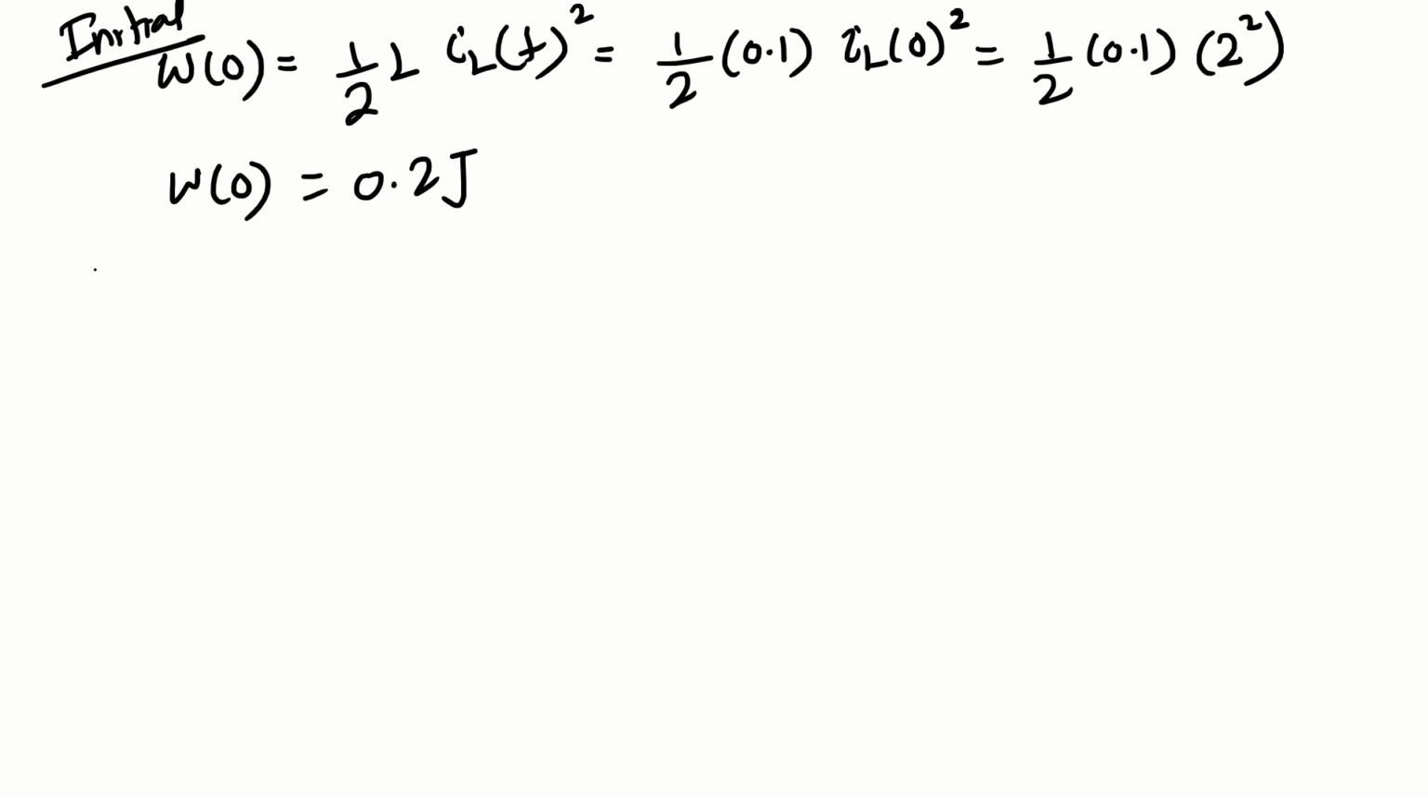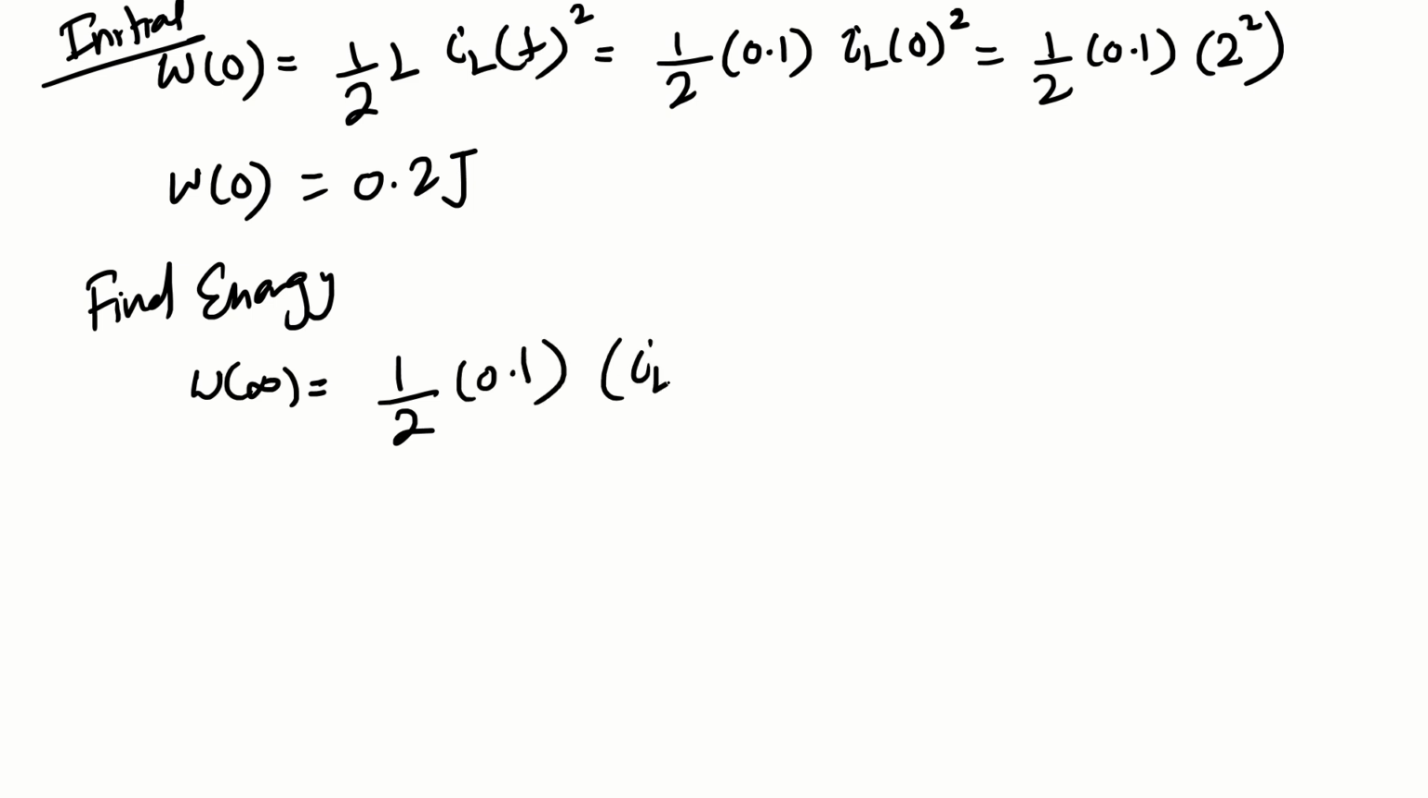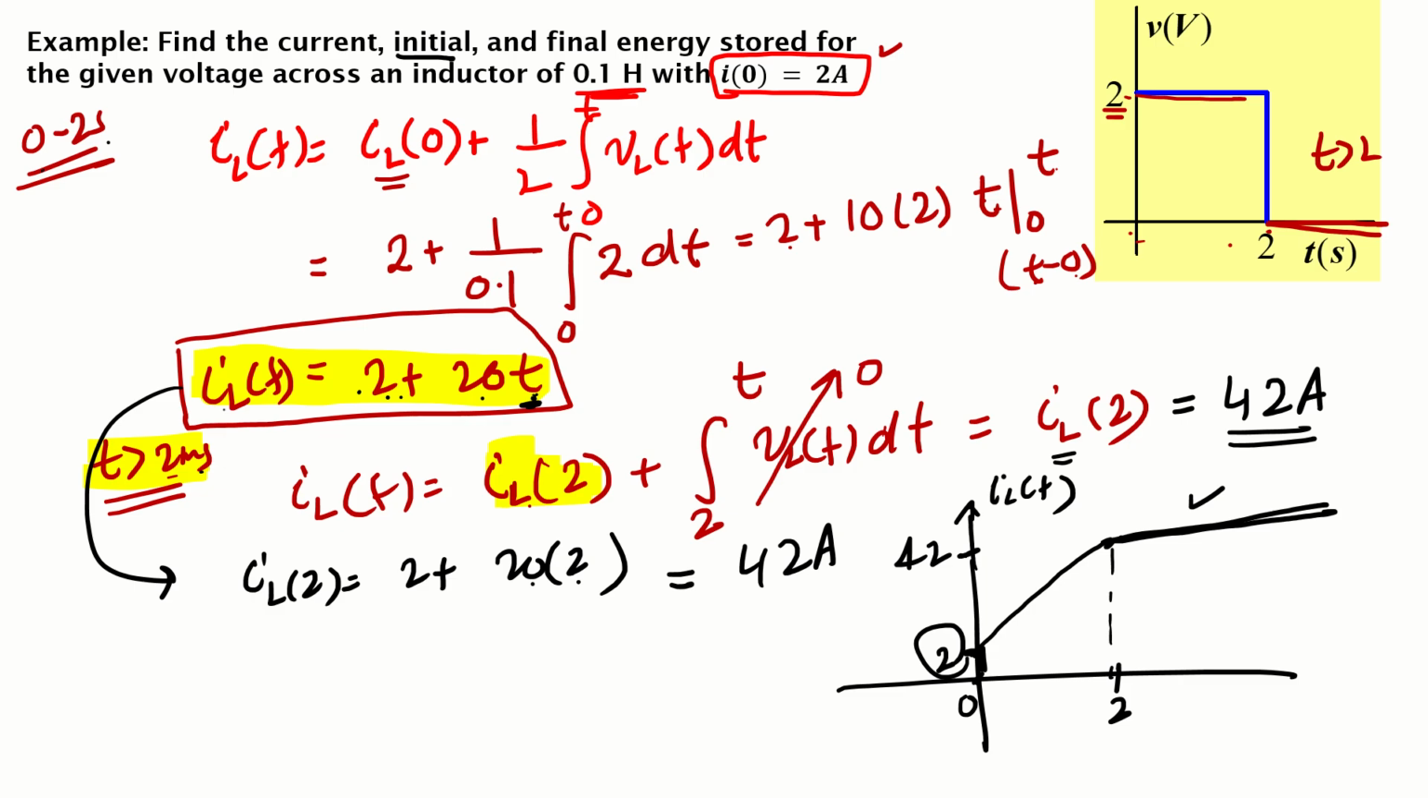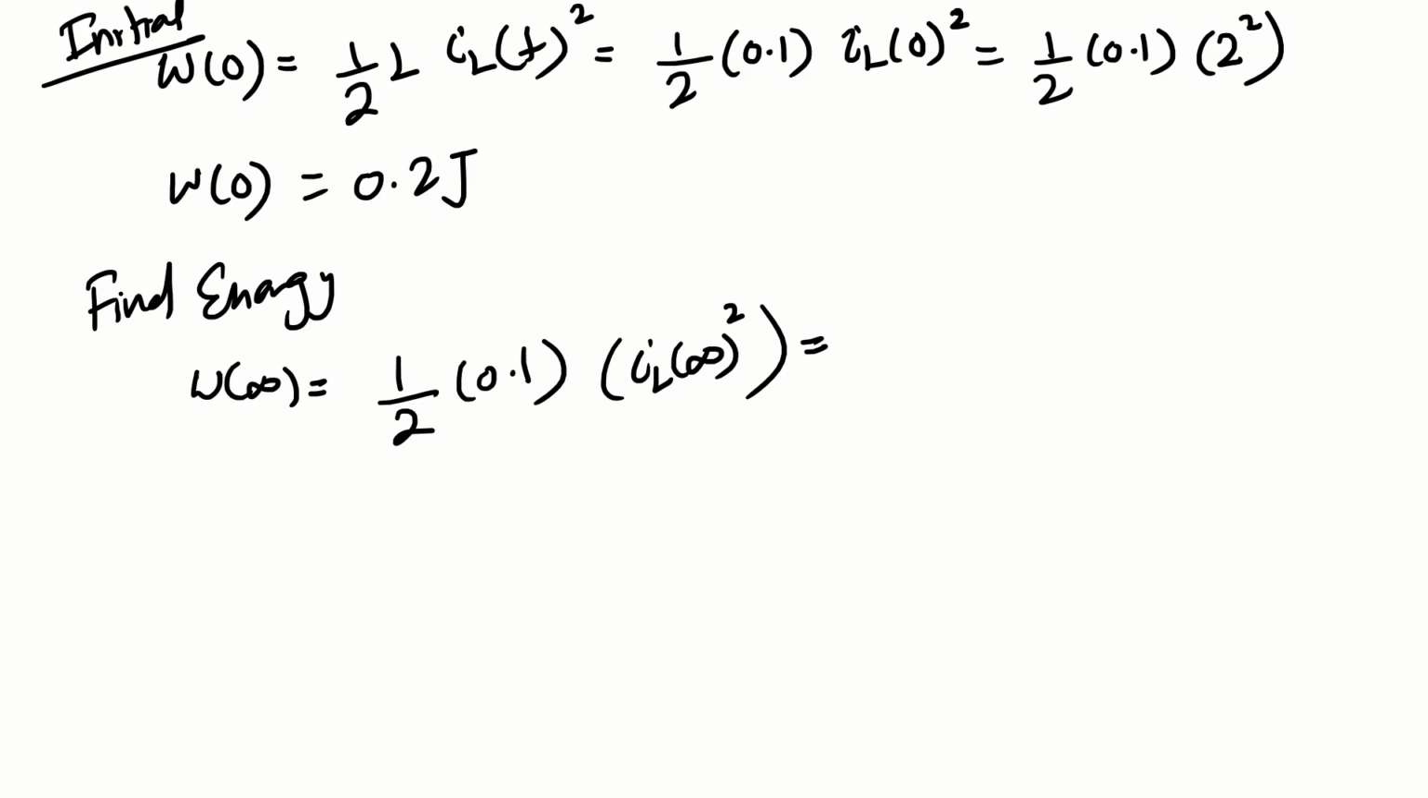All right, now talking about the final energy. The final energy is basically the energy at infinity. So same formula, half of L. L is what? 0.1. Now the current at infinity squared. Infinity means that time t is equal to infinity. Let's have a look at this waveform. Time is going beyond, beyond, beyond. So at t is equal to infinity, we found that this value is always constant, right? It remains constant. So at t is equal to infinity, the current will be 42, because that is always constant.